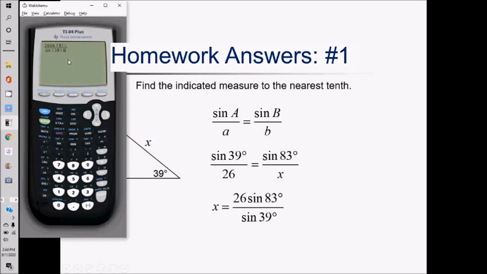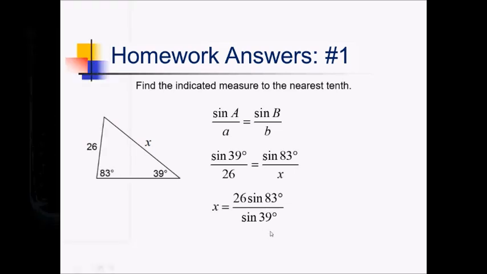So here I am on the calculator. I used alpha y equals to get my fancy fraction. I have 26 sine of 83 over sine of 39. I'm in degrees mode. Press enter. And that comes out to about 41.0. So since this is a side, the law of sines doesn't have any ambiguity. Just whatever you see is what you get.